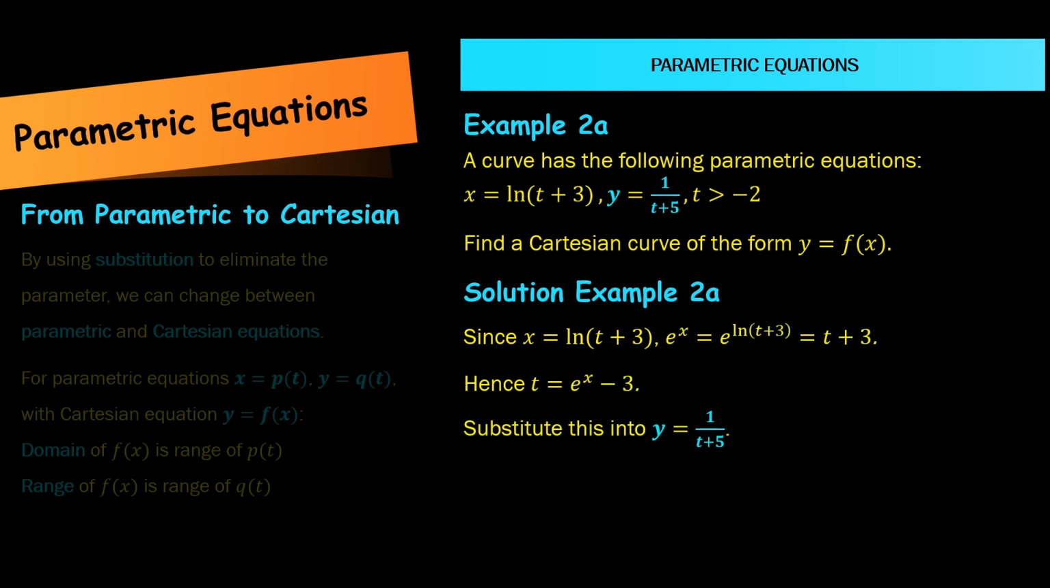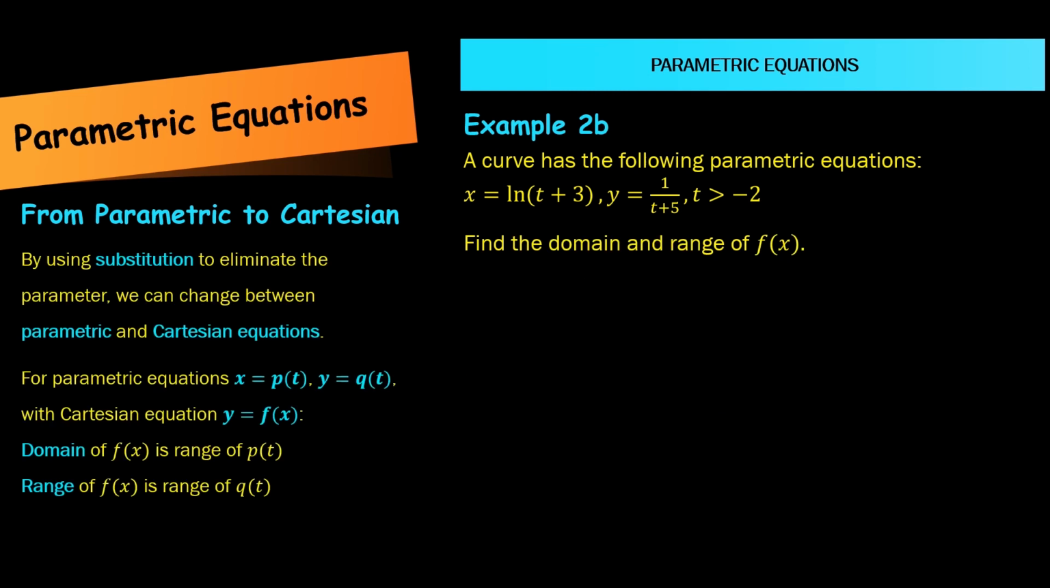We can now substitute this into our equation for y, which is equal to 1 over (t plus 5), giving us y equals 1 over (e to the power x minus 3, which is replacing t, plus 5), as shown. And tidying up gives us 1 over (e to the power x plus 2). And therefore we found our Cartesian curve.